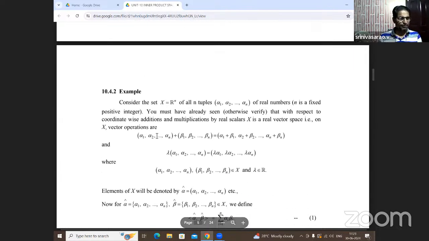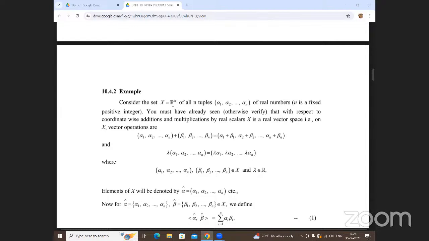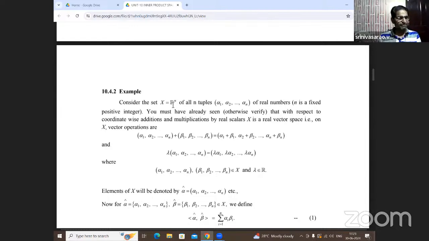Now the second example: n-tuples of real numbers. We are taking n-tuples of real numbers, which is also an inner product space under vector addition and scalar multiplication. This is one of the finest examples. We take alpha and beta, two vectors in the n-tuples of real numbers, alpha consisting of the elements alpha 1 up to alpha n, and beta consisting of beta 1 up to beta n.